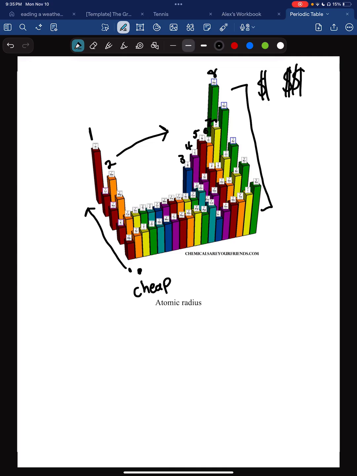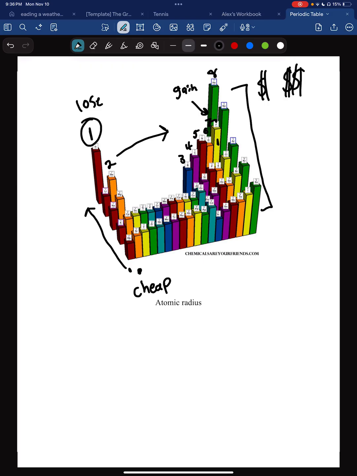Now, the reasoning for this is a few things. Our group 1 elements in the red already have one valence electron, right? What they want to do is lose it. They want to get rid of it. Well, our yellow guys over here, our group 7, they're going to want to gain it. So they are going to pay that cheap cost to take away that electron from our group 1 elements.